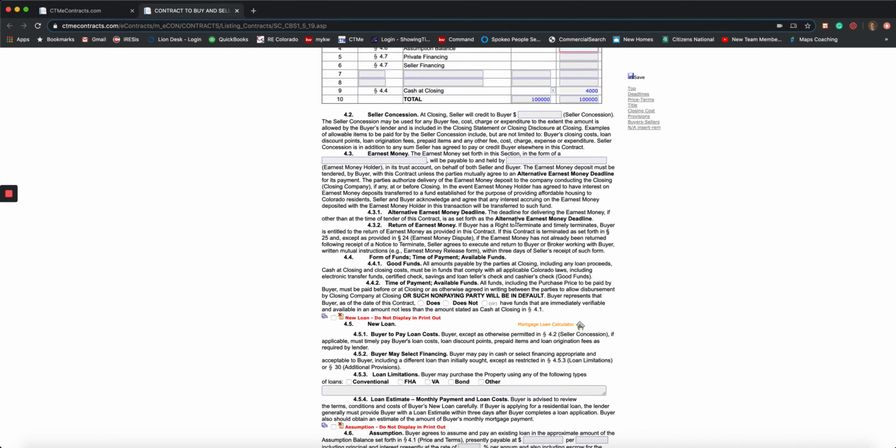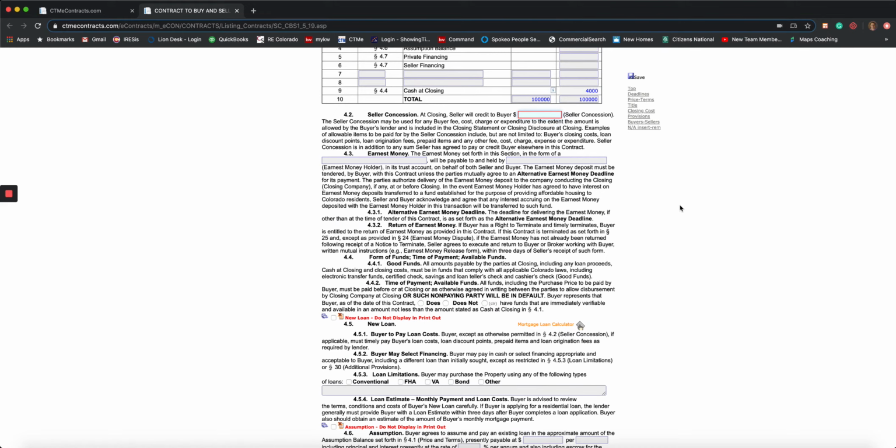Section 4.2, seller concession. This is the area where if your seller or if your buyer needs additional funds from the seller in order to maybe complete their loan or help with closing costs, seller concession is used basically as a seller crediting the buyer a certain amount of money to help pay for closing costs and prepaids. If you need to use that, this is where you would put that dollar amount.